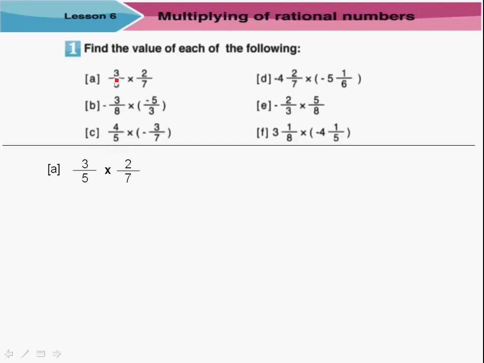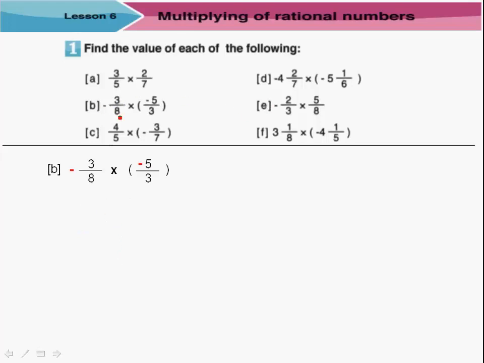Find the value of each of the following. Number A, we have 3 over 5 times 2 over 7. It's equal to 3 times 2 over 5 times 7. 3 times 2 is equal to 6 and 5 times 7 is 35. And this is the simplest answer.